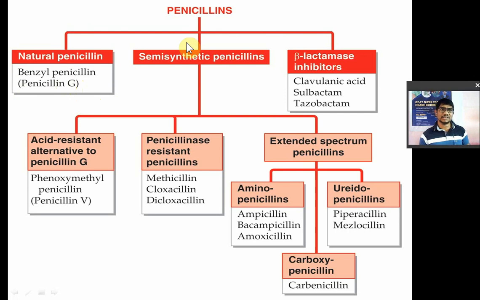Now semi-synthetic penicillins are modified derivatives of 6-aminopenicillanic acid. After modification of 6-aminopenicillanic acid, you get semi-synthetic penicillins. In that you have different classes. The first one is the acid-resistant penicillins. They are an alternative to penicillin G. In that you have phenoxymethyl penicillin, which is known as penicillin V.